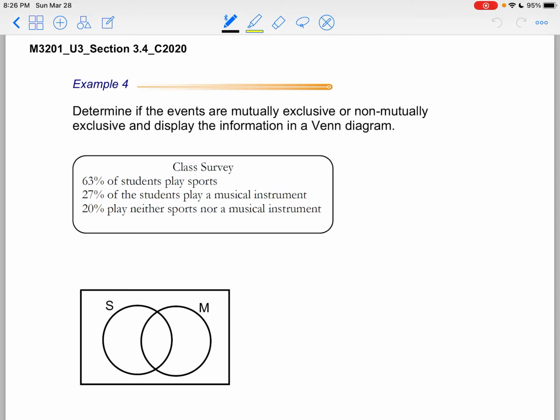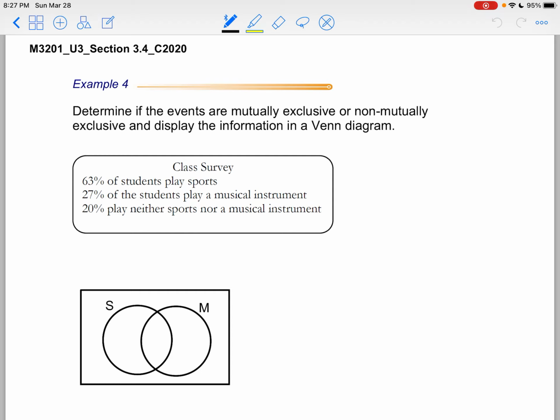All right, this is example 4 in section 3.4. It says determine if the events are mutually exclusive or non-mutually exclusive and display the information in a Venn diagram. So now we're really going back to what we were doing in Unit 1. So let's look at the information we're given.